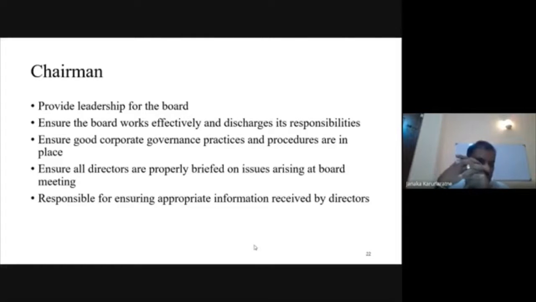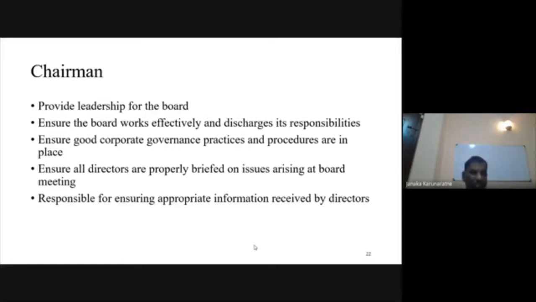Now, if you look at the chairman of a board, the chairman provides leadership to the board. So he's the key person taking the leadership role in the board functions. Being the leader of the board, he needs to ensure the board works effectively and discharges its responsibilities, and also ensure good corporate governance practices and procedures are in place. It's his duty to ensure that. He must also ensure all directors are properly briefed on issues arising at board meetings.